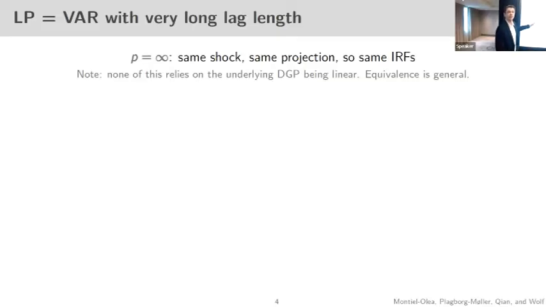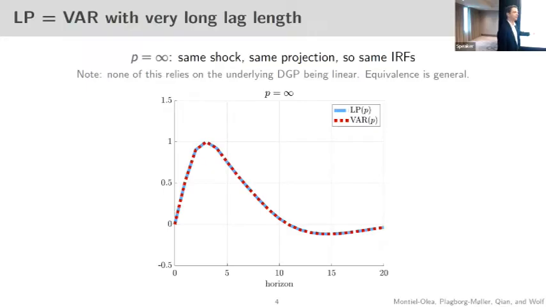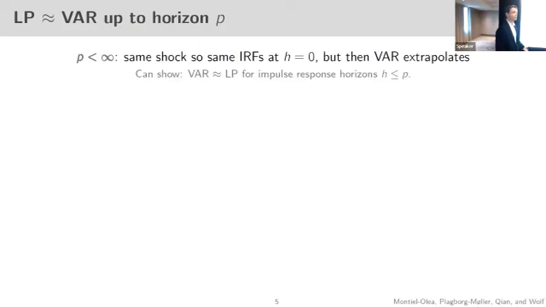That doesn't rely at all on the underlying DGP being linear; in very general form, it can be nonlinear. This is just simple projection algebra. And here's a visual illustration in some underlying DGP that I've made up, where you see the blue and red lines are on top of each other for P equal to infinity. Now let's make P short. What happens in the finite case?